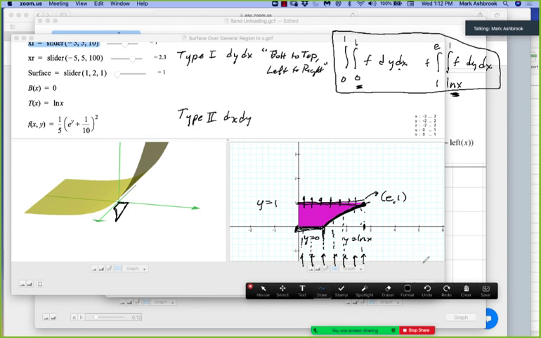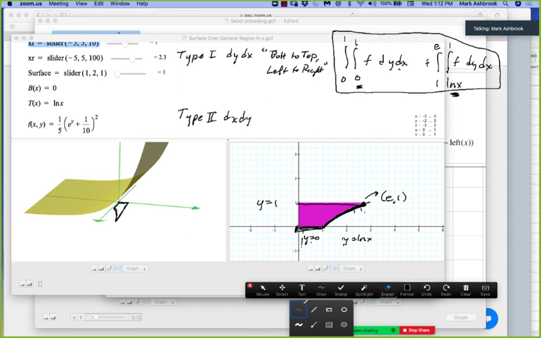Okay, let's look at the other way here. Now type 2 is dx dy, and our mantra now is left to right, bottom to top. We're going to focus on the left and the right side, and see what constitutes the left side. So we look at the whole span, and we fire our arrows in. Where do those arrows pierce into the region? Is it just one boundary or multiple boundaries?